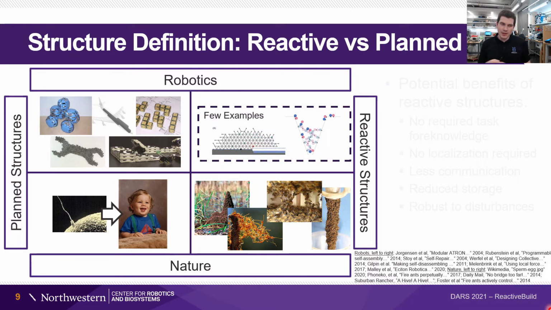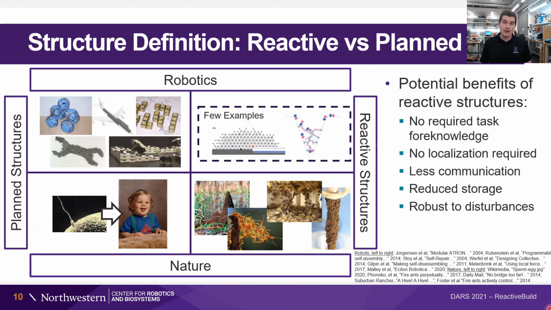There are relatively few examples of these sort of reactive structures in robotics, which is somewhat surprising given that there are many potential benefits of this approach. So, for instance, you are not tied down to a specific solution to an environmental problem. Thus, you don't have to worry about making the exact shape, and so you don't have to worry about the localization problem. You don't have to communicate in order to perform that localization. You, of course, don't have to keep in mind the target structure.